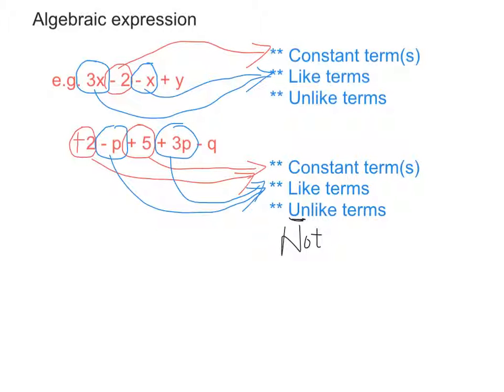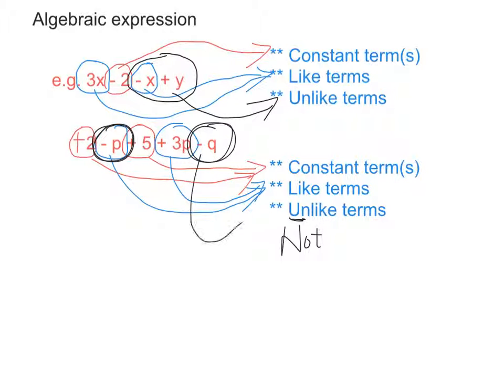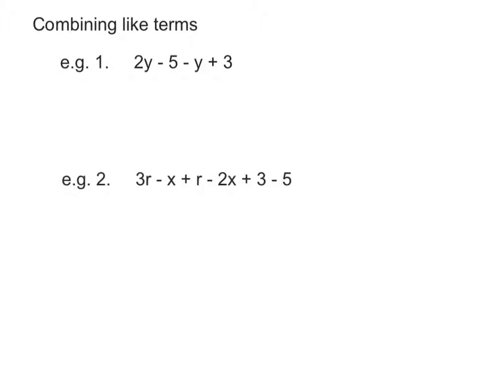For example, negative x and positive y together are two unlike terms. In this case, we can also have negative p and negative q. They are a pair of unlike terms. Now if we can identify which terms are like terms and which are unlike terms, in algebra we will do something called combining like terms.